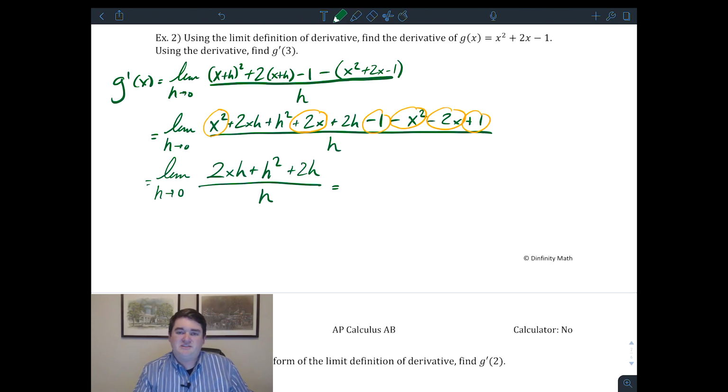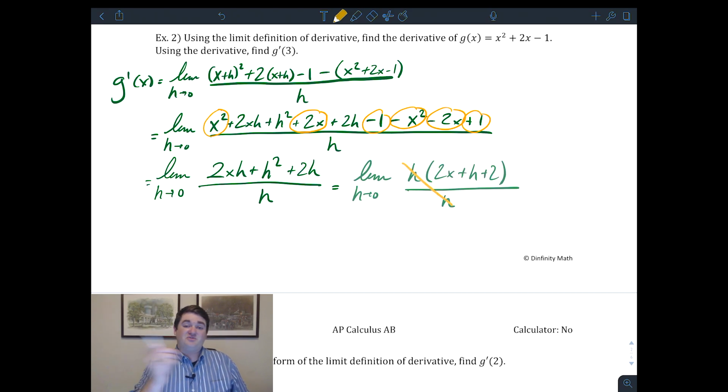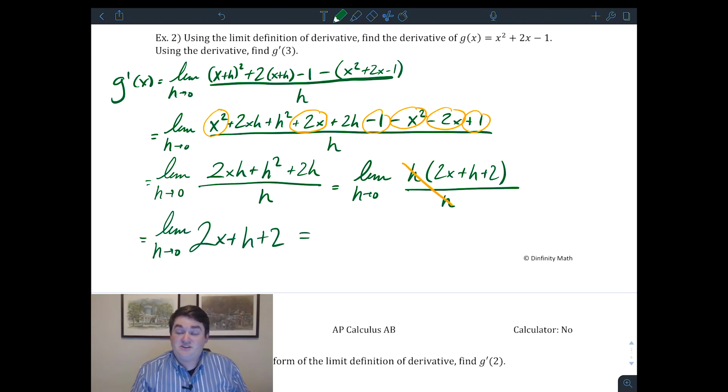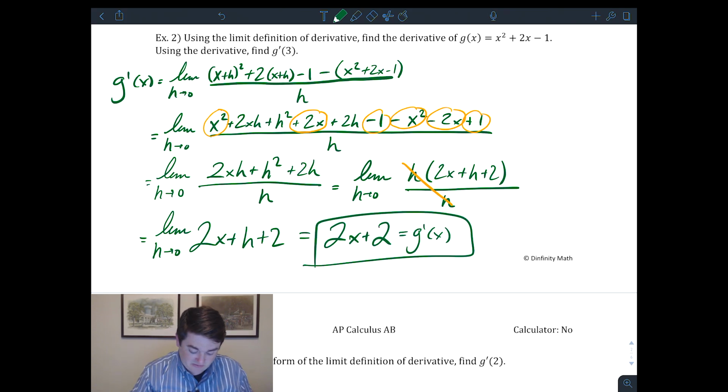And what I notice once I get to this step is that after combining like terms, in the numerator, every term has an h. And so by factoring that h out, I can cancel the h in the denominator. And finally, with direct substitution, I can plug in 0 for h and get my derivative, 2x plus 2. So that's the long step. Find the derivative of g of x.